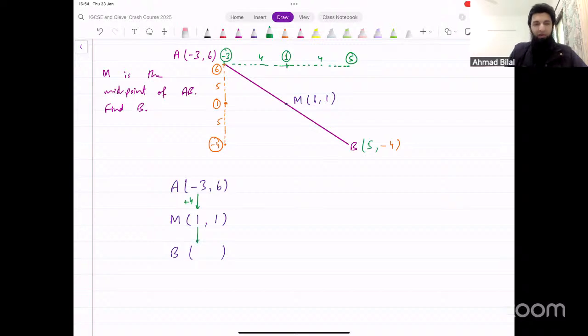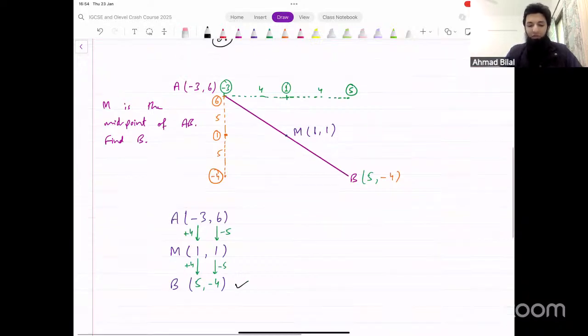How do you get to the x coordinate of B then? You add 4 more to it. So you do 1 plus 4. What does that give you? That gives you 5. The x coordinate of B therefore is going to be 5. Okay, and again, how do you go from 6 to 1? How many units do you have to go in order to get to 1 from 6? You have to subtract 5, right? You do minus 5 more, and that will take you to the y coordinate of the point B. 1 minus 5, that's going to be minus 4. And these are the coordinates of B that we were looking for.